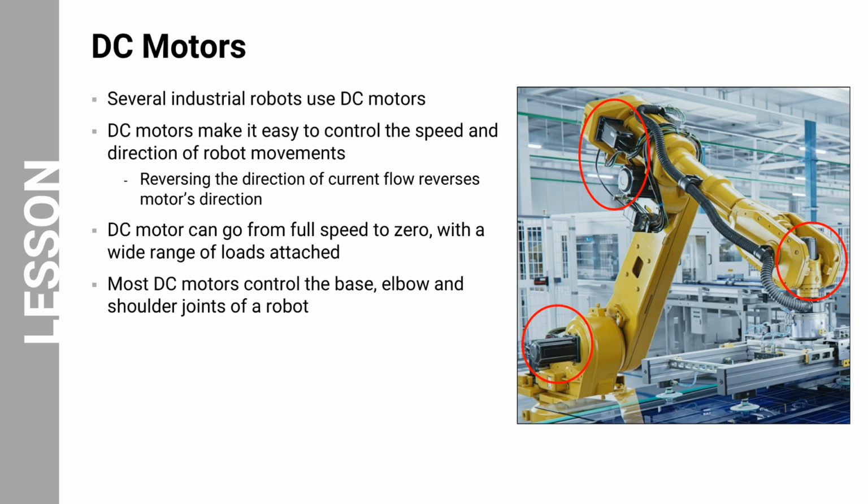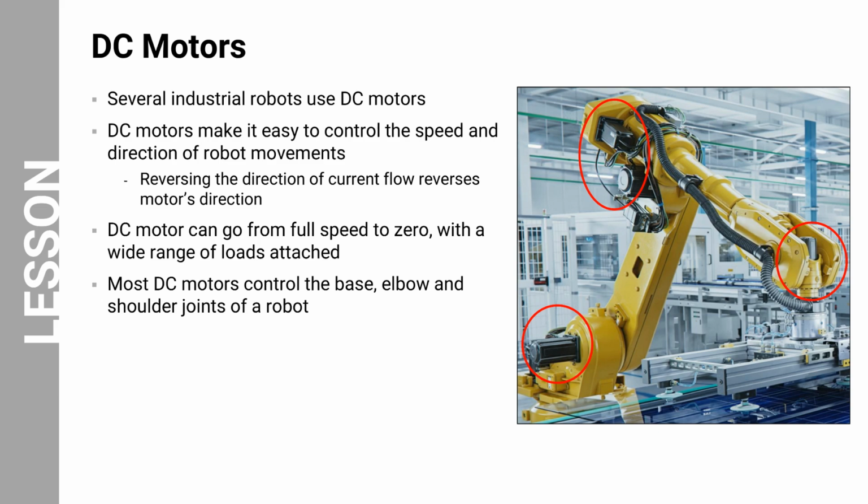In contrast to AC motors, where speed control involves adjusting the frequency of the alternating current, DC motor speed is controlled by simply increasing or decreasing the current flow. Reversing the direction of current flow reverses the motor's direction. DC motors also exhibit rapid acceleration, reaching full speed quickly. However, DC motors can be more susceptible to external load variations, which may affect their speed.